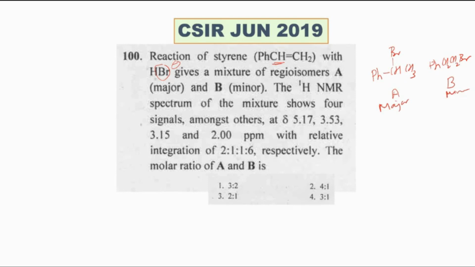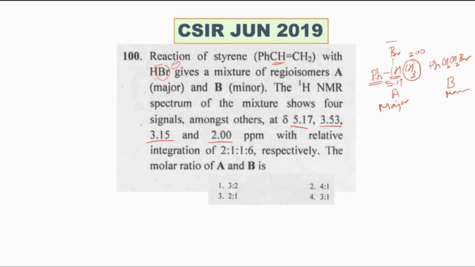Okay, right? Now what we do is fix the values in this. So you have got 5.17, 3.53, 3.15, 2.00. So 2.00 will be for this, because it has a very low value, so it is shielded. And 5.17 needs a factor making it highly de-shielded. You have a phenyl ring and a bromine here, so this will be highly de-shielded, so this will have a value of 5.17.